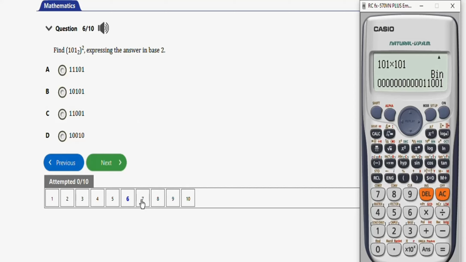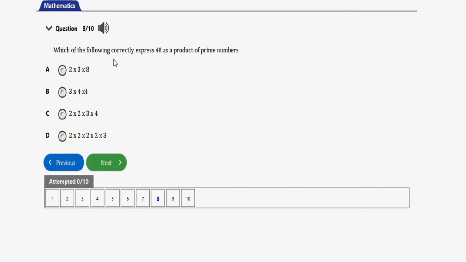The next question will be this one. It says which of the following correctly expresses 48 as a product of prime numbers. So guys, to solve this question, you have to know what a prime number is. A prime number is simply a number that cannot be divided by any other number except itself and 1. Note that 2 is the only even number that is considered a prime number.